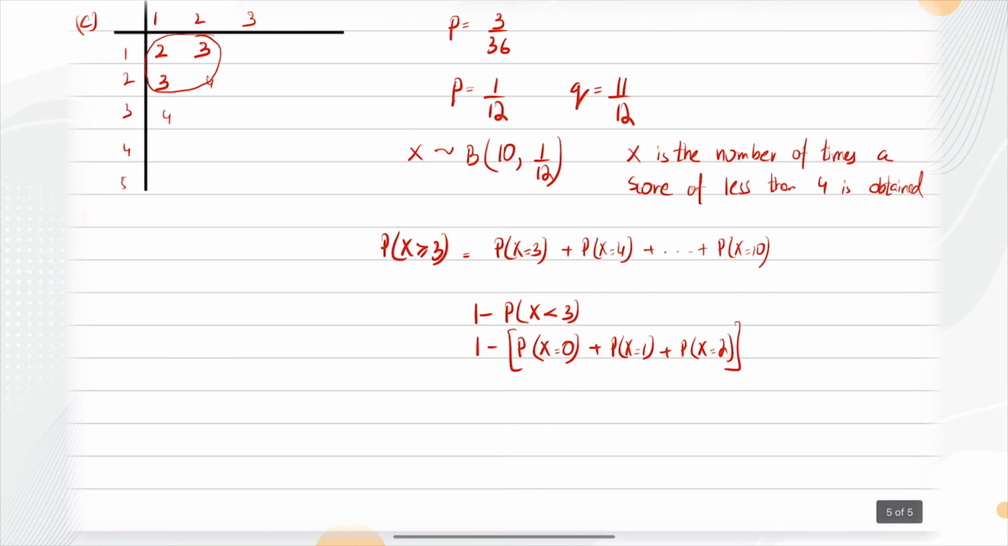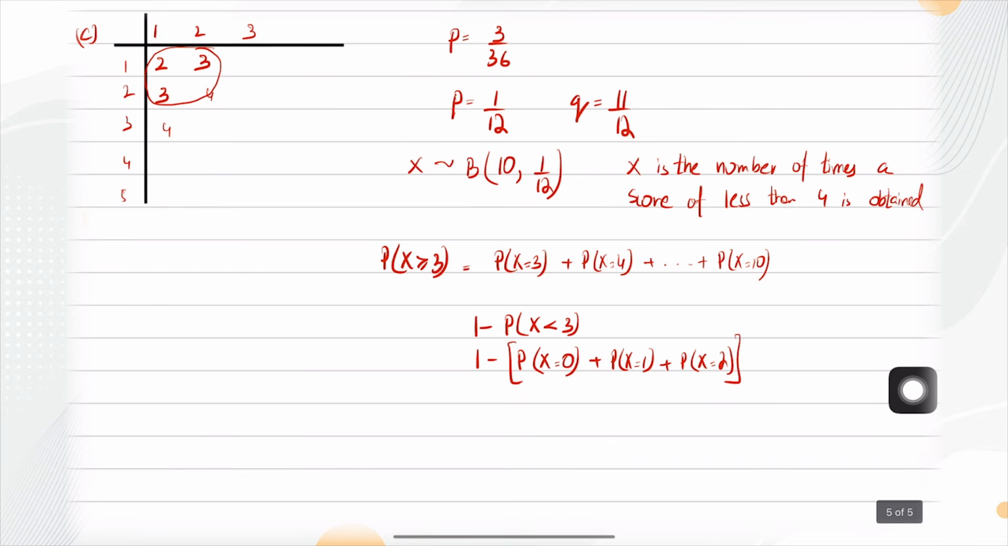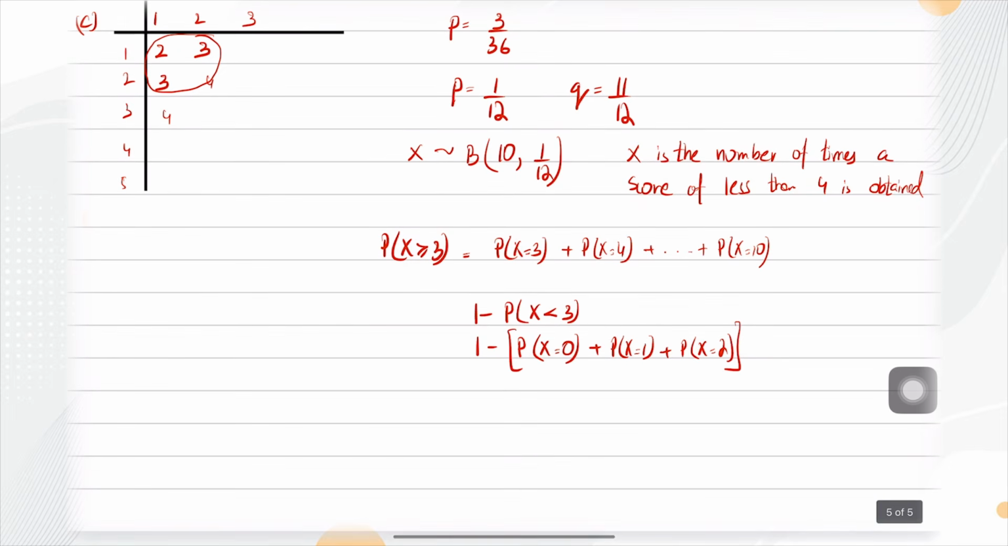Okay, what does that mean? That means that he obtains a total of less than 4 0 times, once, and twice. And if we subtract the total of that from the total probability, which is 1, we will have the probability that he obtains a total of less than 4 at least 3 times. Okay, do you guys get it? Yes or no? Yes, sir.